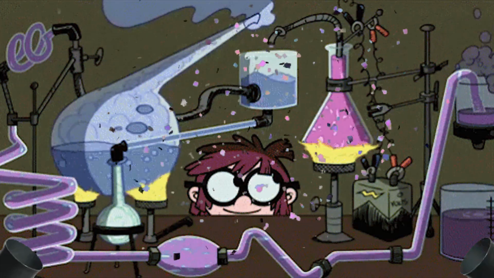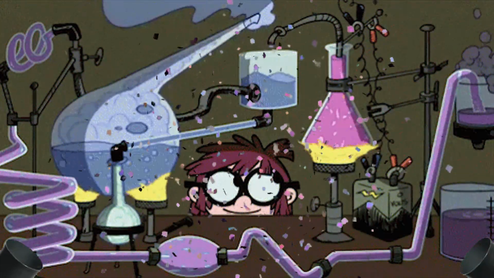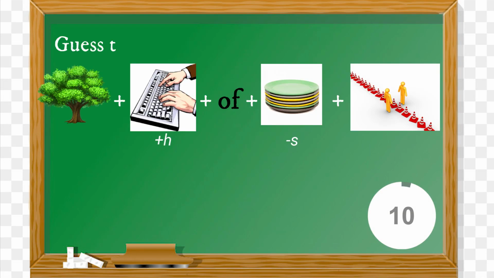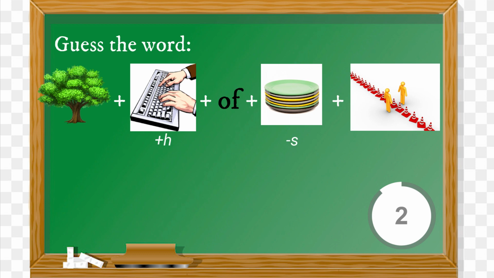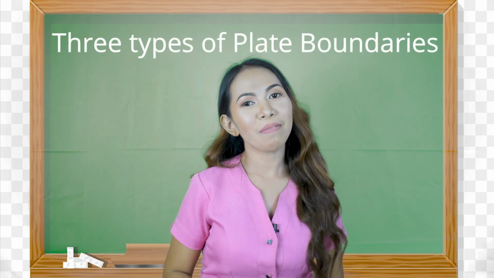Oops, what time is it? It's time for Name It to Win It! You are going to predict the right words or phrases out of the pictures that are shown on the screen. Are you ready? Let's begin! Did you get the right answer? Very good! The correct answer is 3 types of plate boundaries.